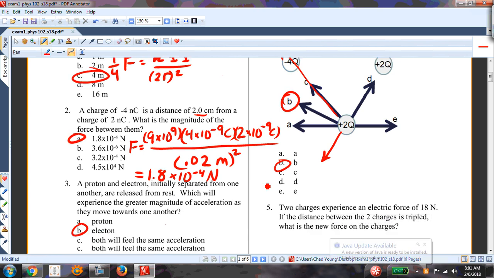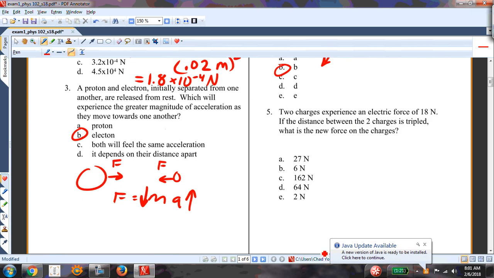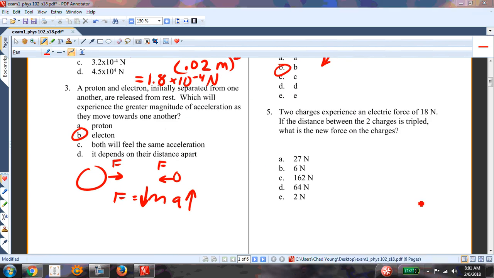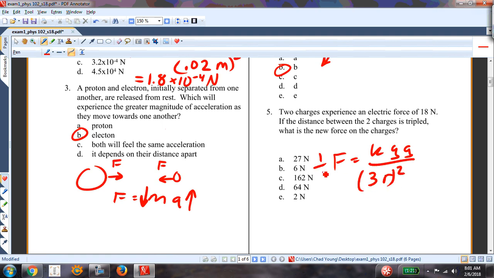2 charges experience a force of 18 newtons. If the distance between the 2 charges is tripled, what is the new force on the charges? Well, gosh, this is a lot like what we had before. F is equal to KQQ over r squared. If I triple the distance, I get a factor of 1 over 9. And where it was 18 newtons, now it's going to be 1/9 of that, which is equal to 2 newtons. So E is number 5.